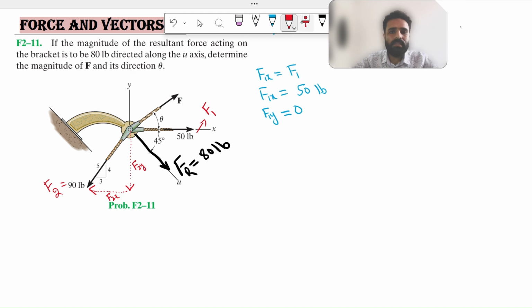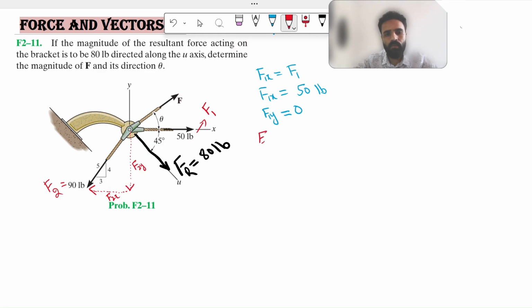Here you can see that we have two triangles, and remember the y component is acting downward and the x component is acting on the left side. So it means both the x and y components of this F2 force will be negative. Here we have this one large triangle and this small triangle. For F2x and F2y, I will be applying the similar triangle technique.